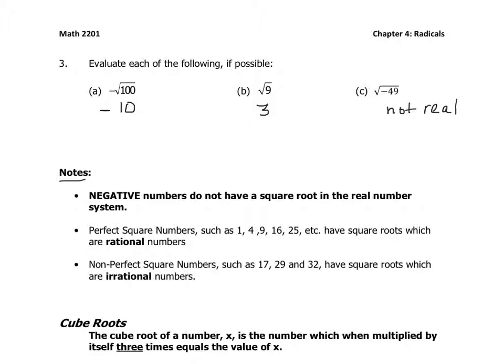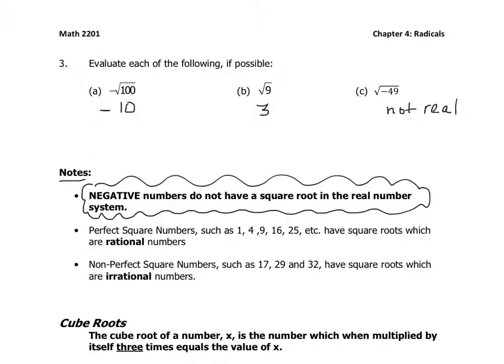So this leads us to this little point here, the first point, that negative numbers do not have a square root in the real number system. So that means basically the square root of a negative number is not real.